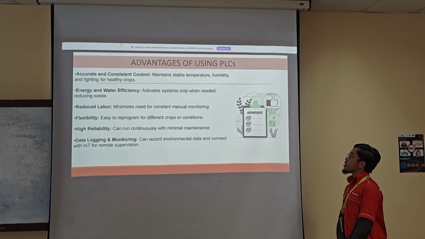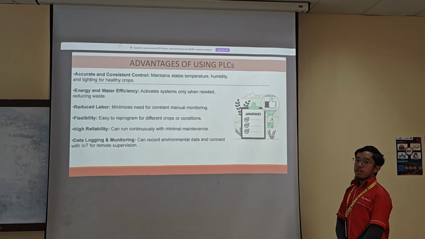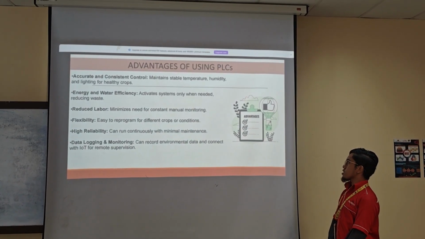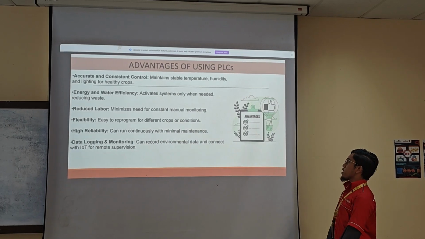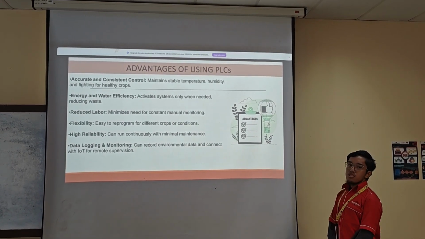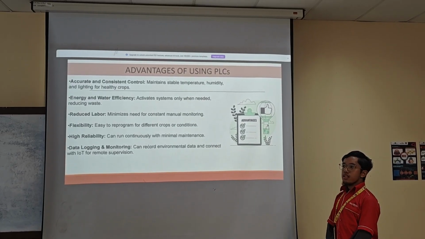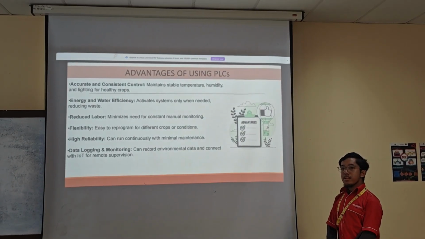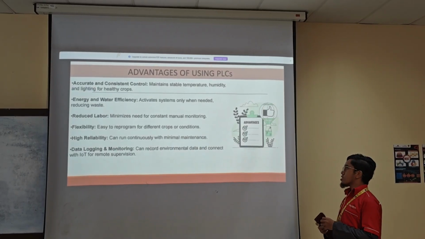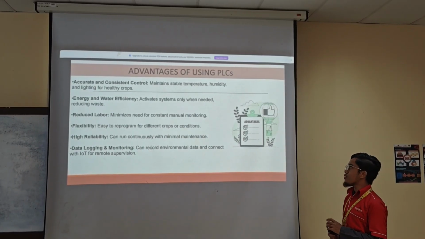We will write the advantages of using PLCs. Okay, so the first point is accurate and consistent control. Maintain stable temperature, humidity, and lighting quality control. So the system will offer many benefits, especially in agricultural terms. Second, energy and water efficiency.